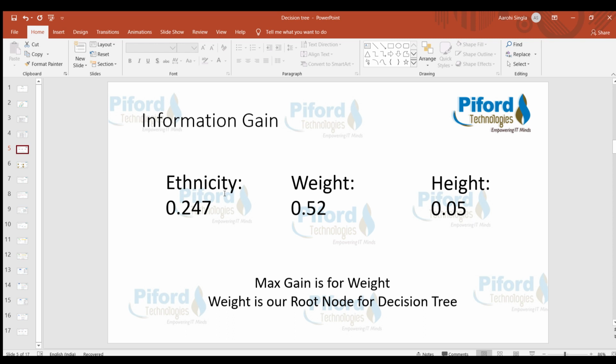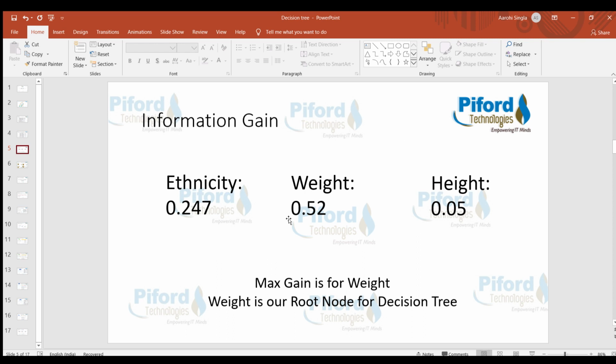But just to make you the things clear, I have pasted the output over here also. So over here you'll see I'm getting information gain for ethnicity, which is 0.247, and information gain for weight is 0.52, and information gain for height is 0.05. And as I've told you just now, the feature which will have higher information gain will become the root node for decision tree.